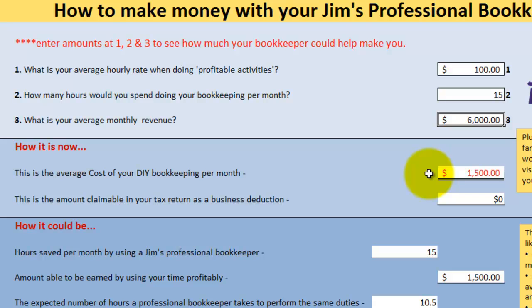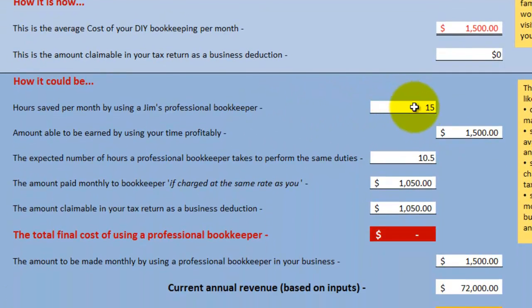But in this section here, we can see how it could be with a Jim's professional bookkeeper on the team. This is the number of hours that you could be dedicating to more profitable activities in your business, which at your current hourly rate would be this much extra each month coming into your business. And now I know you'll be saying, but I have to pay a bookkeeper out of that, so I'm not really making that much. So we'll take that into account here in this next section.